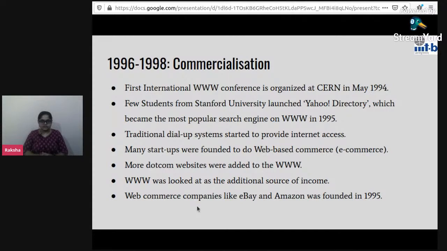So that search engine was available for the first time in 1995, and by the side, traditional dial-up systems started to provide internet access, and that internet access became a household thing by then. Many households started having computers and started using the internet. And by that time, some of the companies realized the potential of this web, and they started coming up with their own websites, and they looked at the web as one more business option for them.